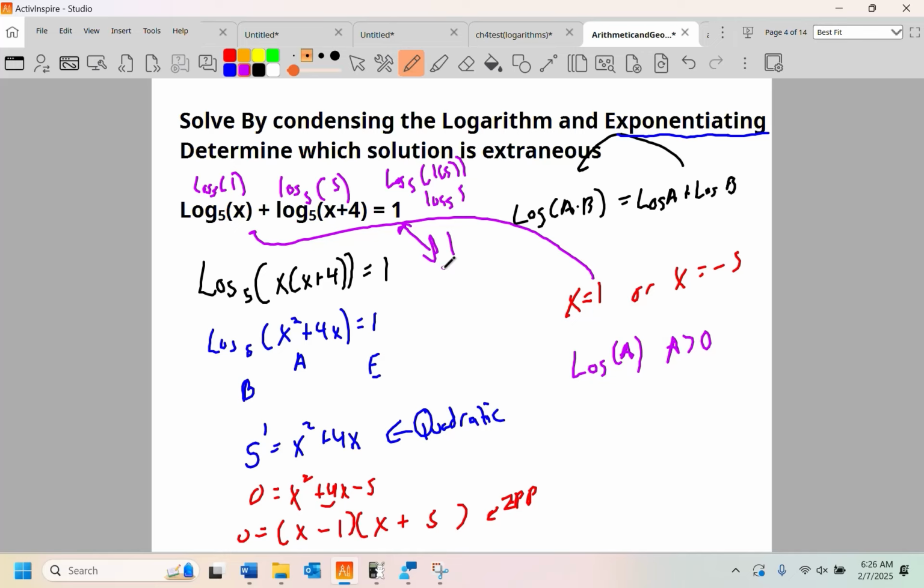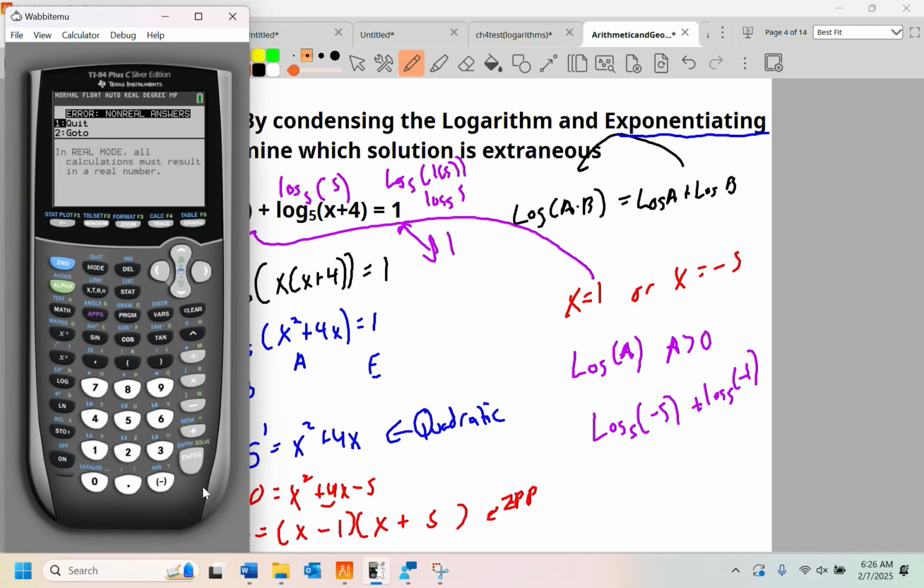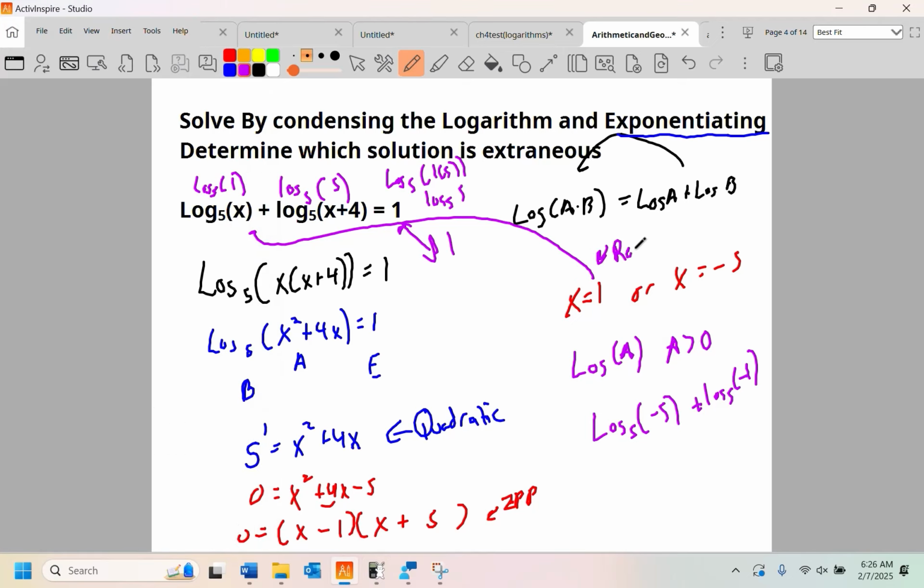Now, if I plug the negative 5 in there, I would have a log base 5 of negative 5 plus a log base 5 of negative 1, which does not work. Because I don't care what it is, if you take the log of a negative number, calculator not happy. Doesn't matter if it's a log, an ln, a log base frowny face, or one of Parker Scott's logarithms, still won't work. This one is real. And this one is extraneous. It has nothing to do with the sign on the x. It has to do with what happens when you plug in.